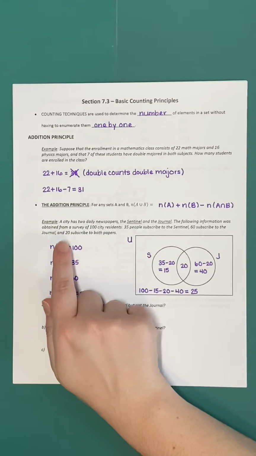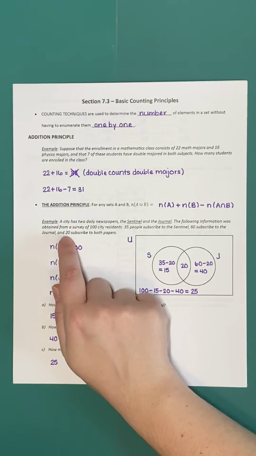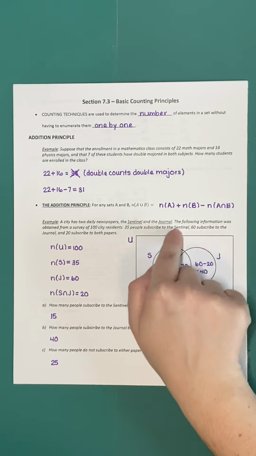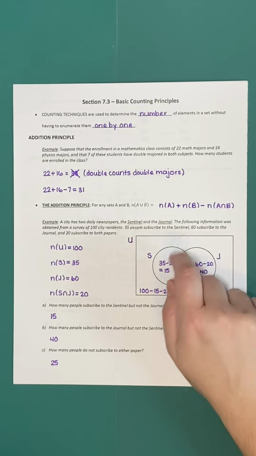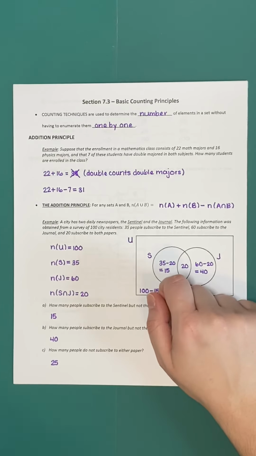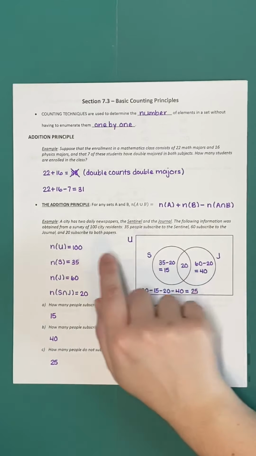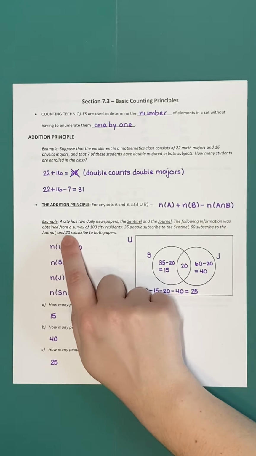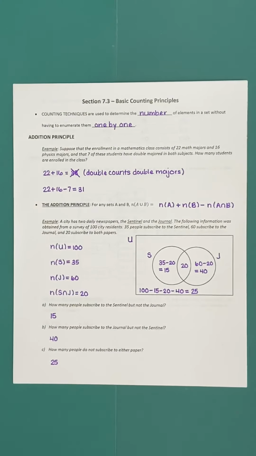Well, remember, there are 20 people who subscribe to both papers. So 20 subscribe to the Sentinel, so 20 of those are included here. And then that 20 is also included in those 60 Journal subscribers. So if we were to just add up the 35 and the 60, that's double counting those 20 individuals because they fall under both of those categories. They subscribe to both papers.